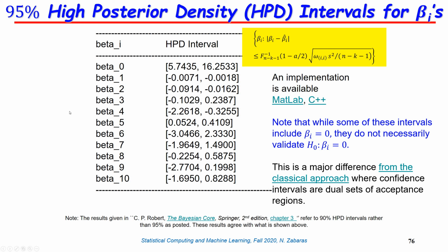Now, what I wanted to mention also is, if you try to duplicate these results coming from chapter 3 of the Bayesian Core textbook, note that the confidence number, the probability that is being referred to in the Bayesian Core book, is not quite right. Chapter 3 refers to 90% HPD intervals, when really what is posted is 95%.